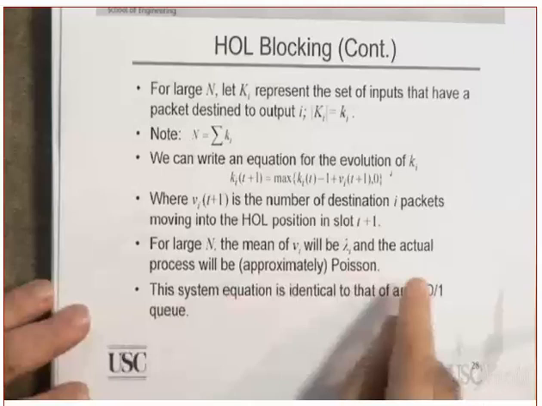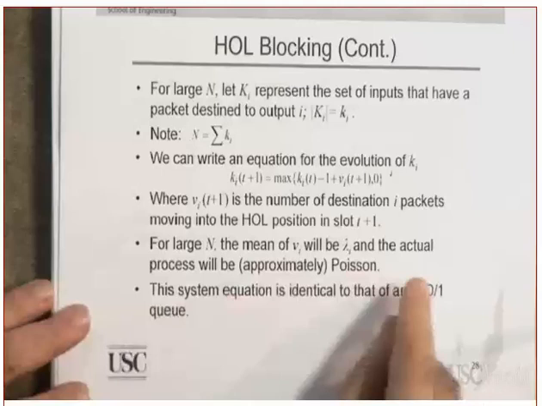Compared to the input queued. What was the throughput of the input queued? It was 0.586 over T, 0.6 something over T. This one is 1 over T. Switches are output queued. Did you get this or not?